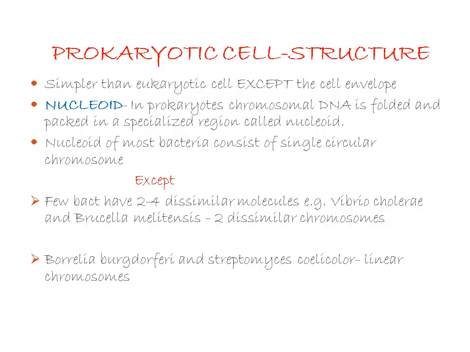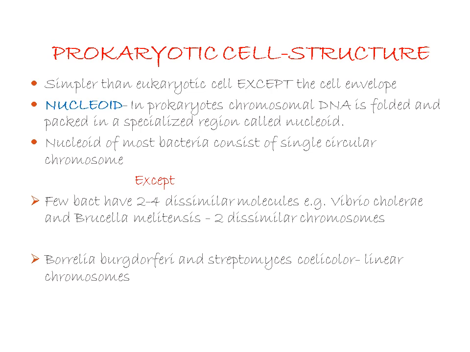Now coming to the prokaryotic cell structure. A prokaryotic cell is simpler as compared to a eukaryotic cell, except for the cell envelope. There is a concept of nucleoid in prokaryotes in which the chromosomal DNA is folded and packed in a specialized region. This specialized region is known as the nucleoid. The nucleoid of most bacteria consists of a single circular chromosome.